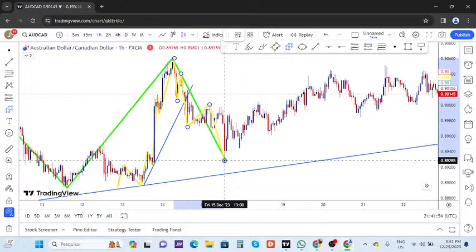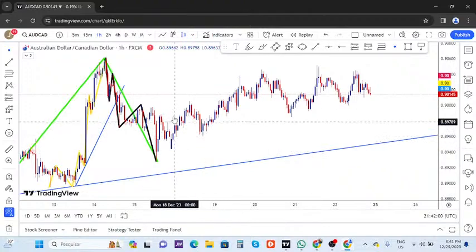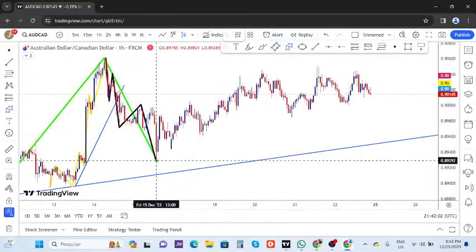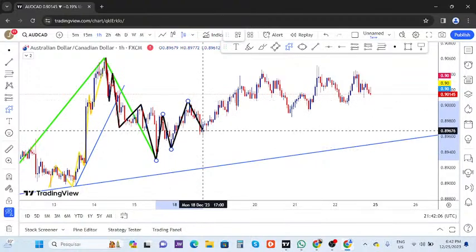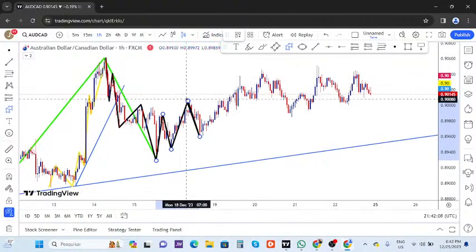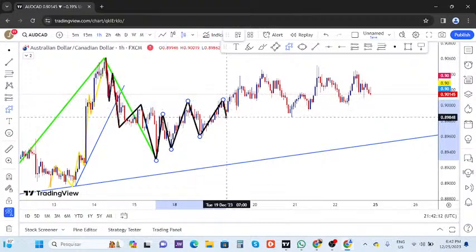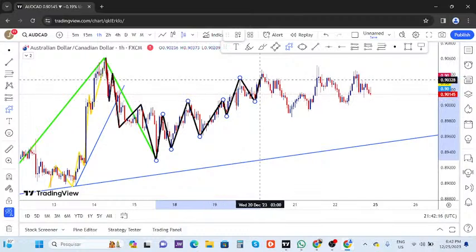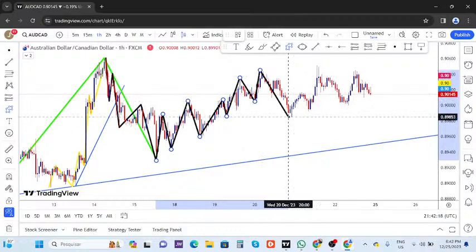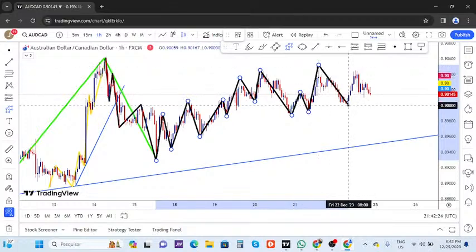And I'm going to change this color to black. All right, so that's the short-term downtrend. Now what happened again? The market started making a new higher high, new higher low, new higher high, new higher low. And let's look, do we have a high here? Yes, we have a high here, we have a low here, we have another higher high, higher low, higher high, and we have a lower low, and market started making another higher high, higher low, higher high, higher low.